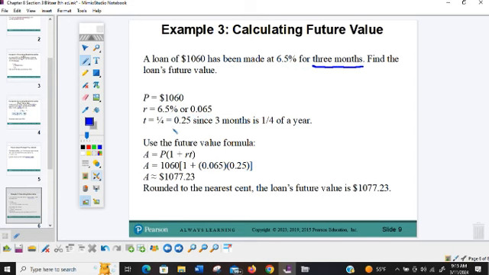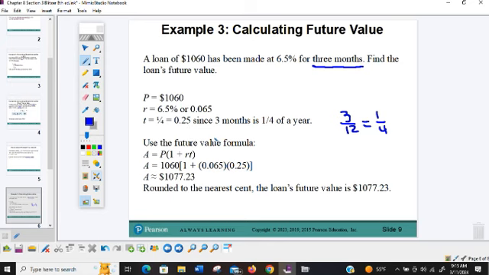Time, now this is interesting because we normally do years. So you have to change it to months. That would be 3 months out of 12. 1 year is 12 months. And 3 out of 12 reduces to 1/4. And over here, they have changed that to a decimal of 0.25. 1 divided by 4 is 0.25.